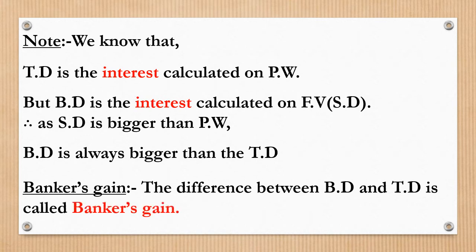Next one is banker's gain. The difference between banker's discount and true discount is called banker's gain. That is, the bank gets income by subtracting the true discount from the banker's discount.